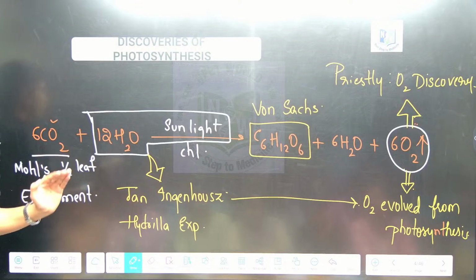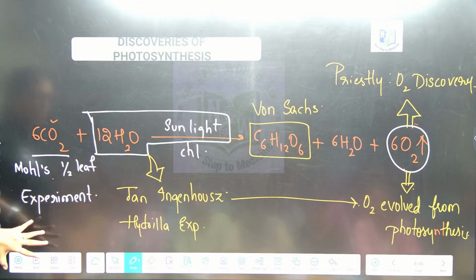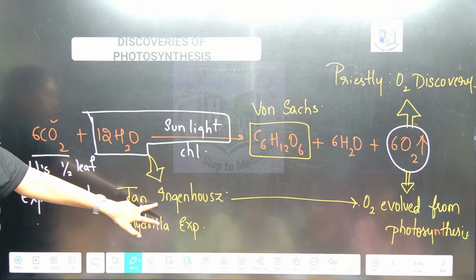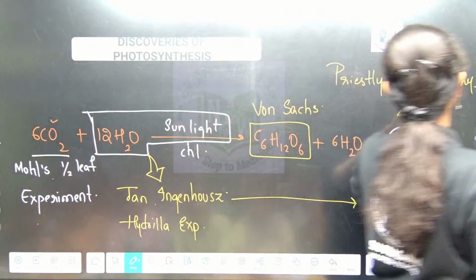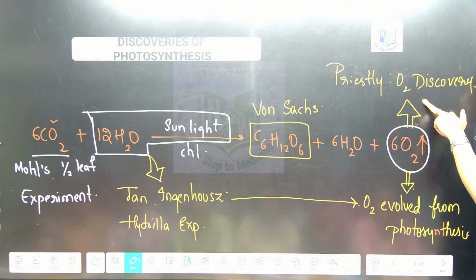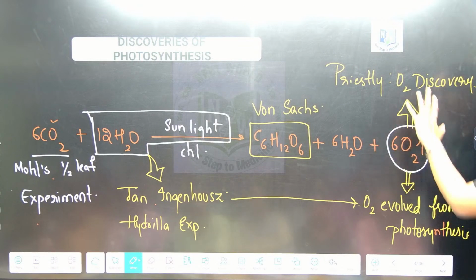Till here it is clear, no? Moll's half-leaf experiment, Jan Ingenhousz's experiment, that is the Hydrilla experiment, and the oxygen discovery experiment, that is the bell jar experiment. I think there is no requirement of repetition. Yeah, these are the points.